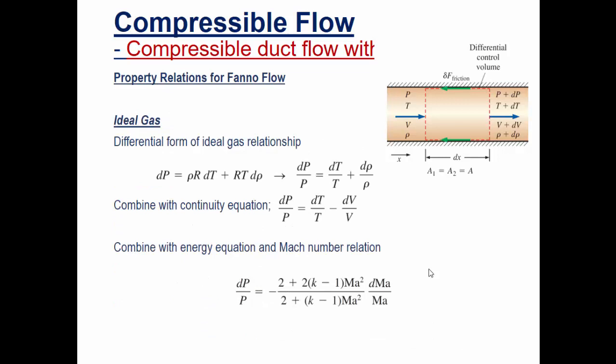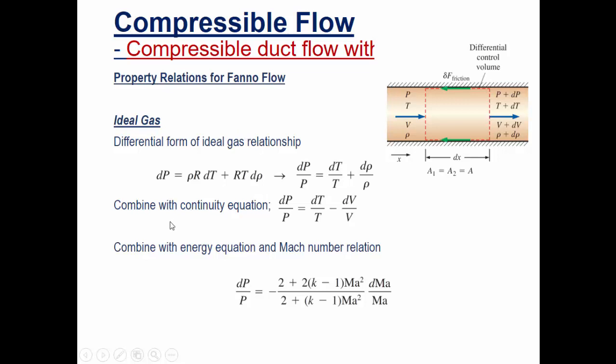Okay, next we have this ideal gas relation for the Fanno flow. We can also develop the ideal gas relationship in the differential form. When we have the differential form of the ideal gas relationship, which is initially dP equal to rho R dT plus RT d rho, where we differentiate the pressure in terms of temperature, and the term of rho RT in terms of the density.